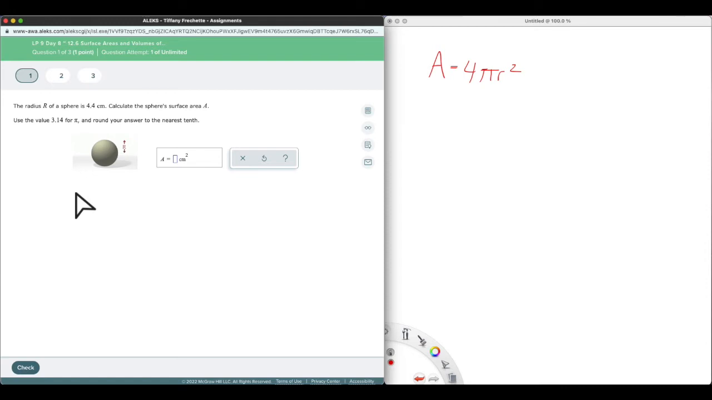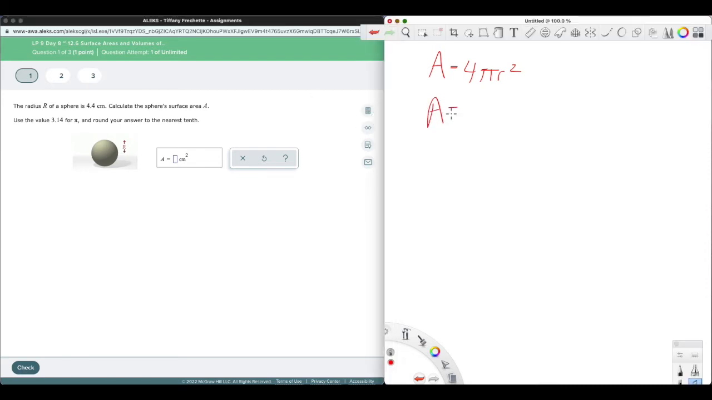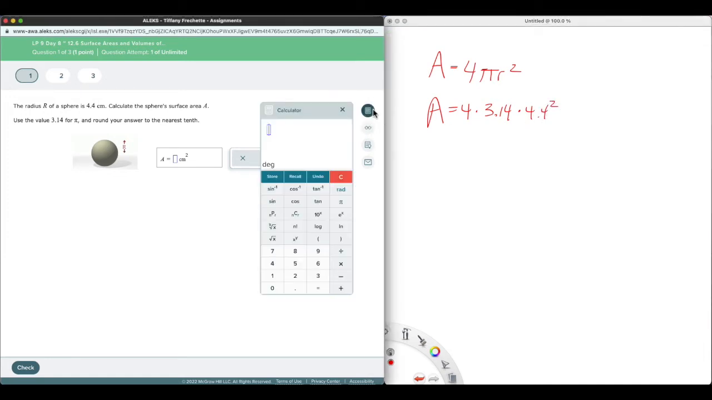So we're going to go area equals 4. They asked us to use 3.14 for pi. And the radius is 4.4 centimeters squared. So we get to come over here and go 3.14 times 4, and I wrote that in backwards, but that's okay. That's the commutative property. It doesn't matter how I write the multiplication because they're all being multiplied, so it's not going to change our answer.